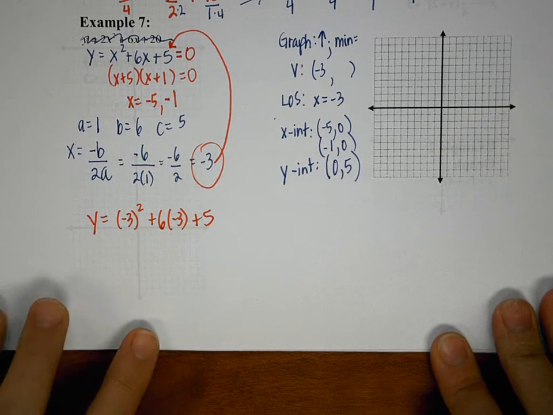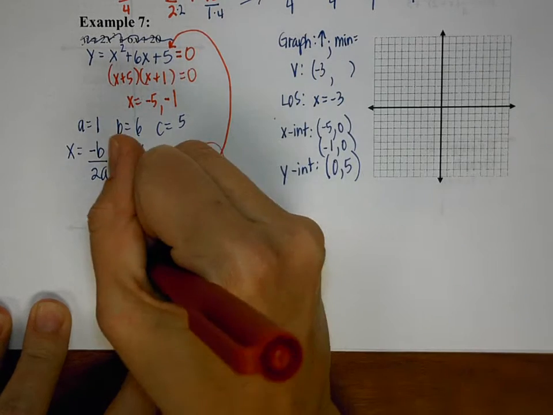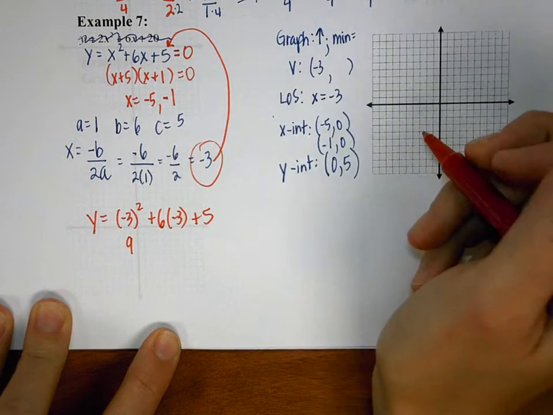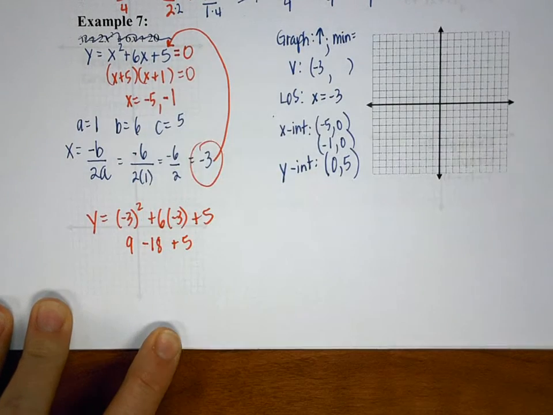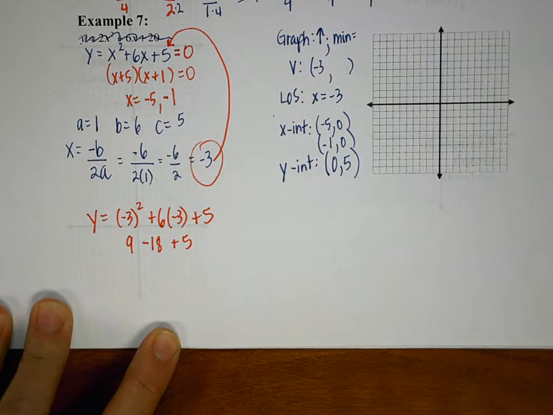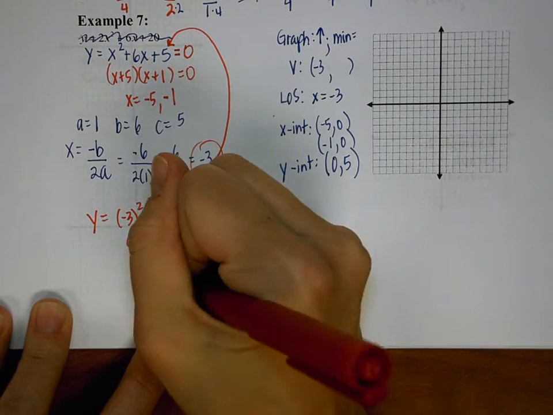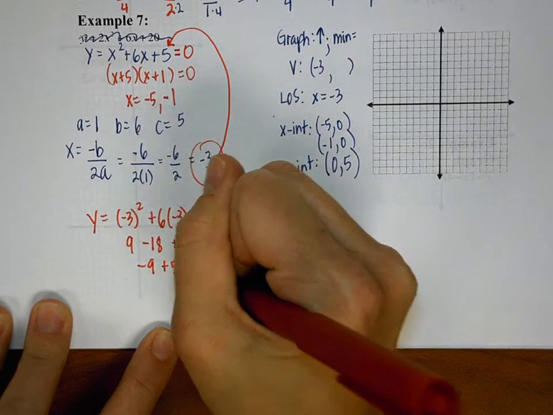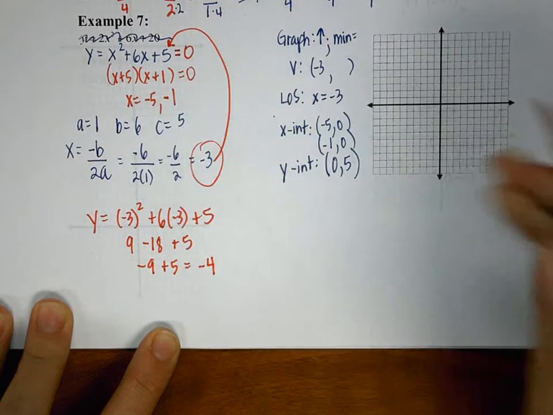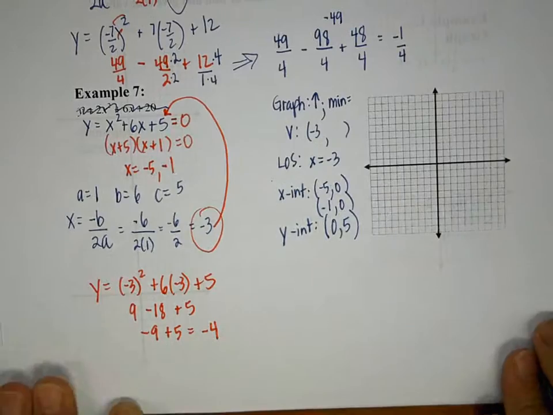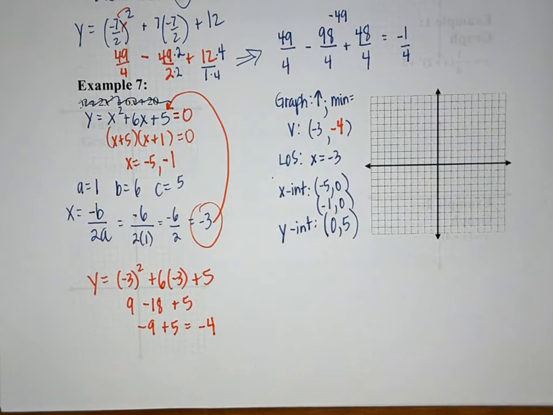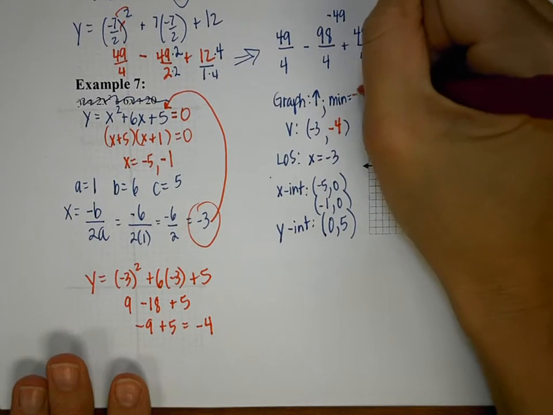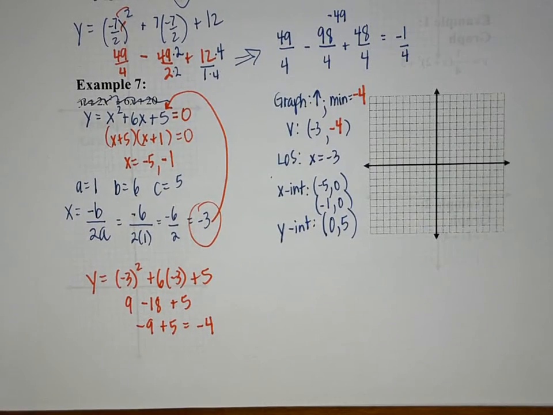What is -3 squared? 9. 6 times -3 is -18 plus 5. 9 minus 18 is -9, and -9 plus 5 is -4. So -4 is the y value of my vertex, and it is also what? The minimum. Okay? And now you have to put all this information onto your graph.